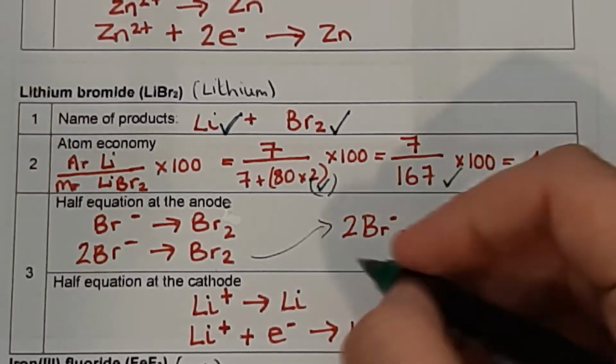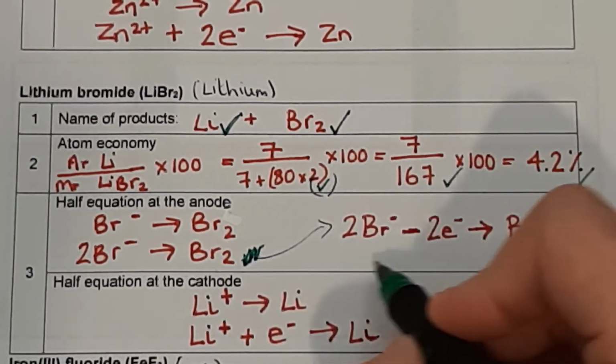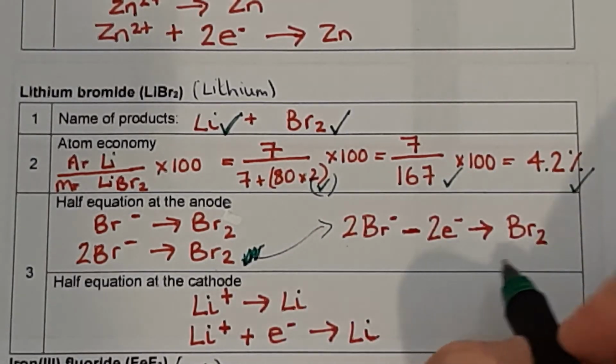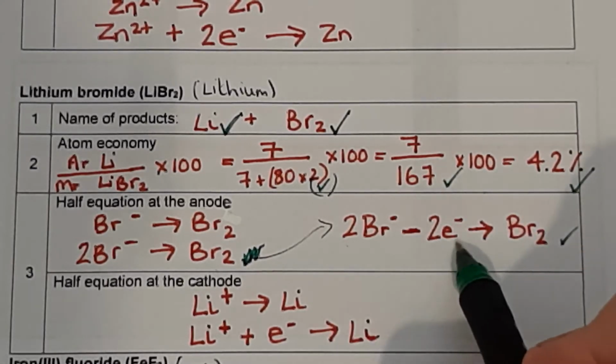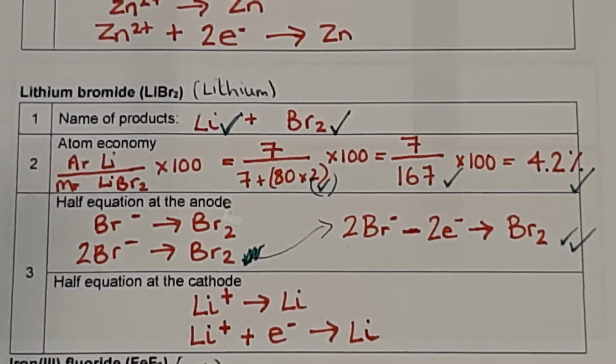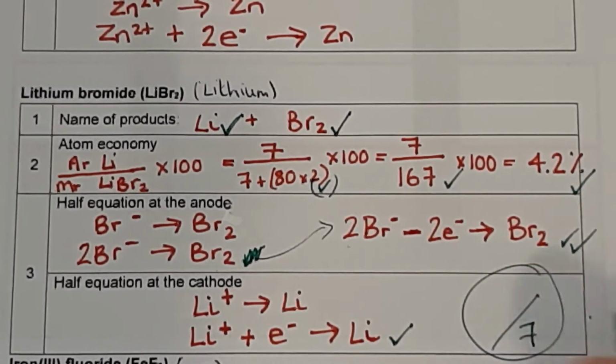Okay, so you can have a mark for getting it balanced, which I shouldn't really put here. So a mark for having 2, 2 and Br2, and a mark for having the correct equation, so Br minus, e minus and Br2. Okay, and then the half equation at the cathode, so lithium as a positive ion turns into lithium, a neutral atom. So lithium positive ion, add to that a negatively charged electron, which turns into lithium. So I will give you the mark for that. It doesn't need balancing. So there's 7 marks available here, so give yourself a mark out of 7, please.